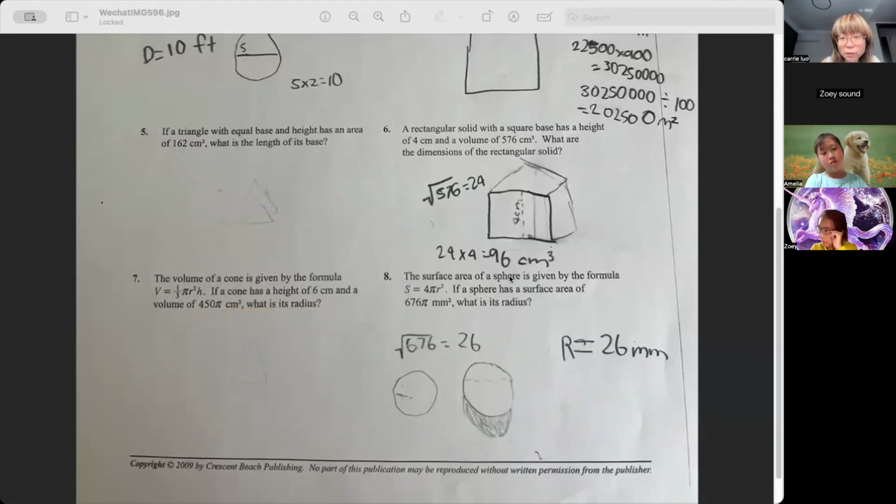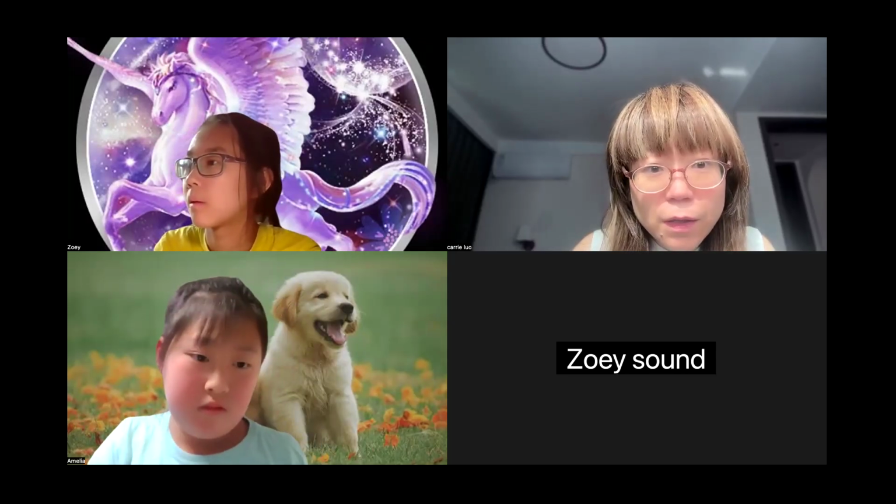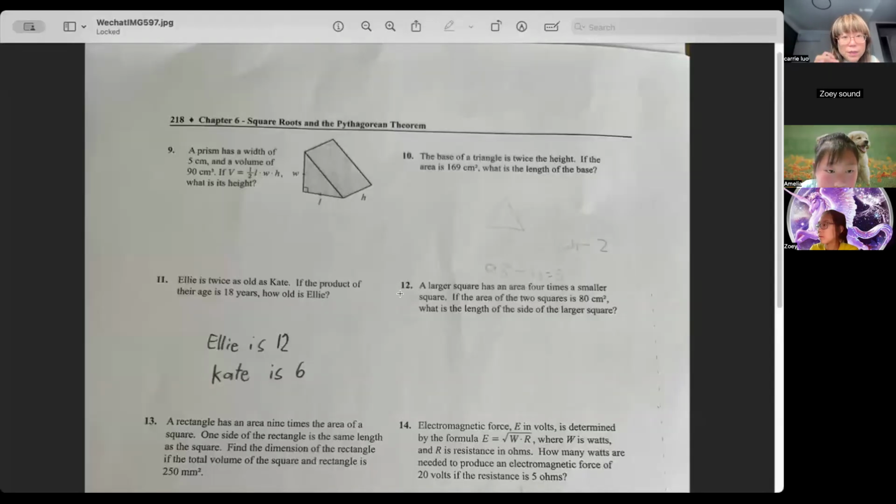Do you understand? Yeah. Okay, so now let's take a look at this. I'm going to stop sharing. I'm sharing the second one, okay? So let's take a look at this one. A prism has a width of 5 and the volume of 90. If the volume of this one equals half times length times width times height, what is its height?